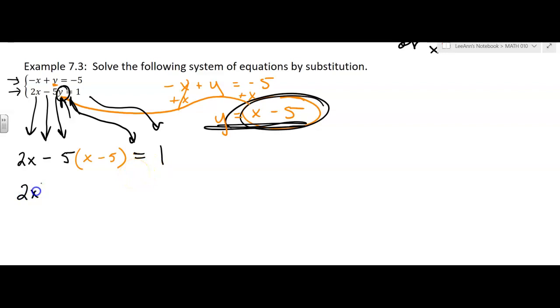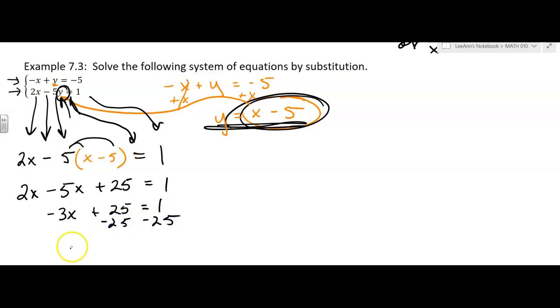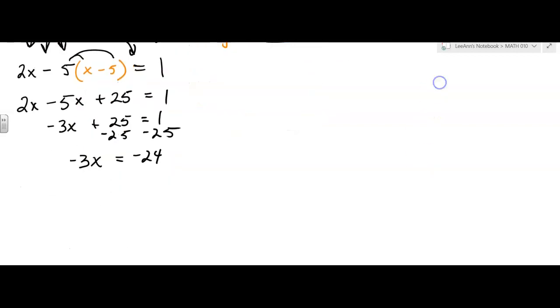So 2x, I'm going to have to distribute, that's a negative 5, so minus 5x plus 25, negative 5 times negative 5 equals 1. Okay, so now I'm going to have a negative 3x plus 25 when I simplify. Subtract 25 from both sides. The fun algebra. Negative 3x equals negative 24. Almost done. Divide by negative 3. And we get x equals 8.